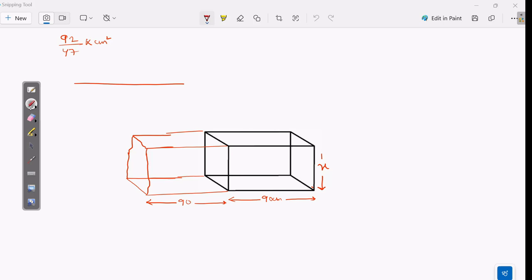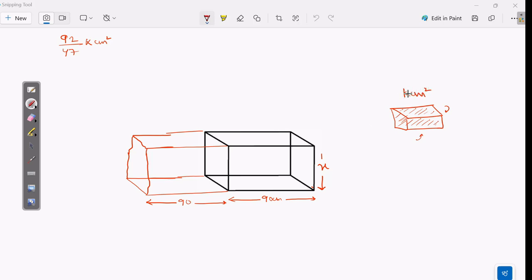Surface area of each prism is k centimeter square. So if you just take one prism, the surface area of this prism is k centimeter square. So this one plus this, all the surfaces here, here. Surface area of one prism is k centimeter square.